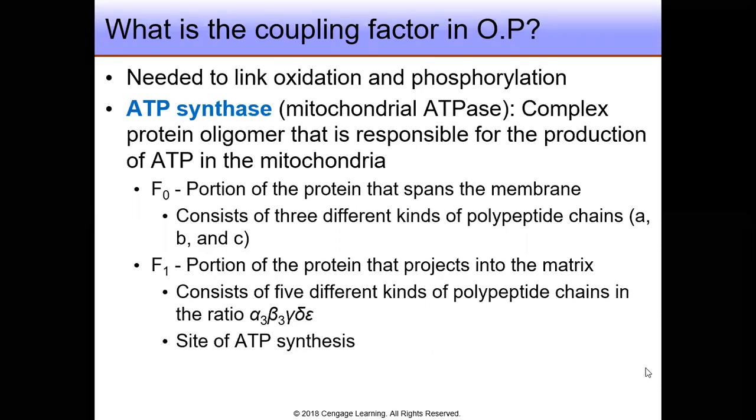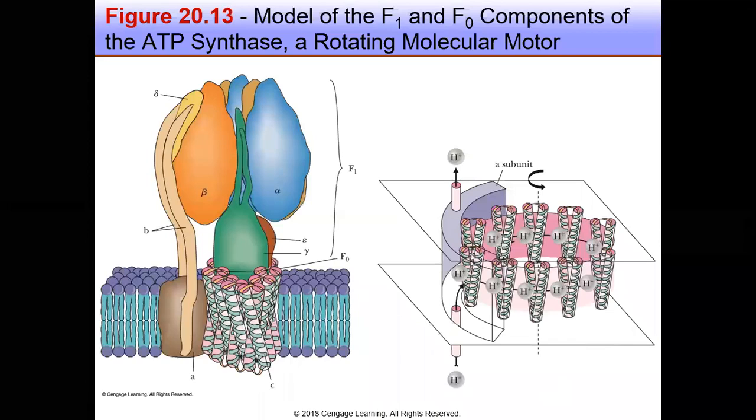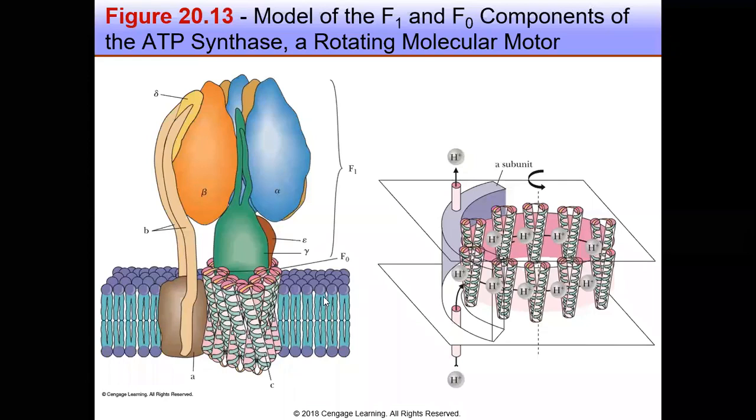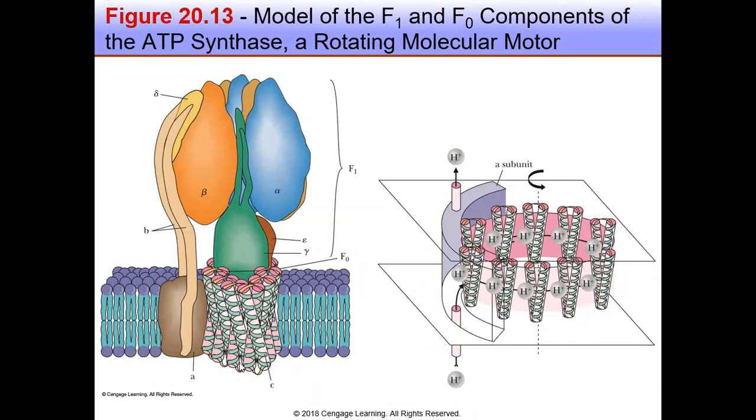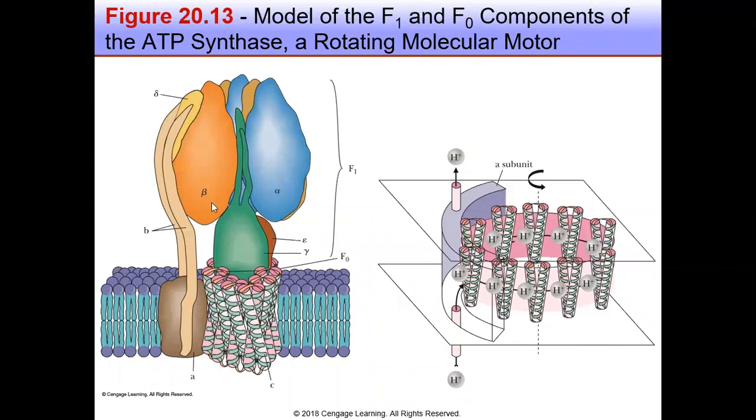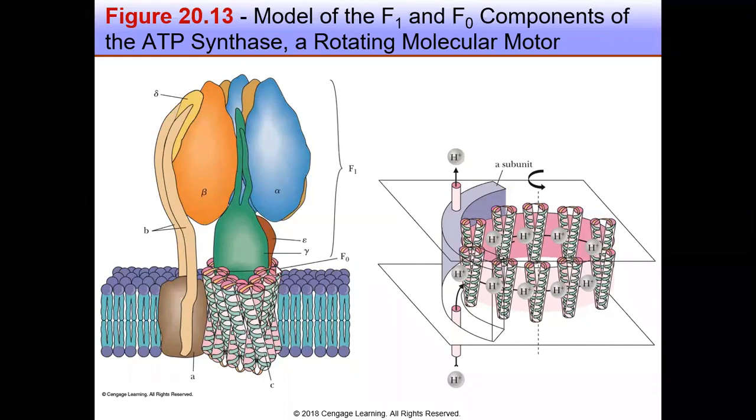Now, this is the schematic representation of ATPase, or as you can see, this is a model of the F1 and FO components of the ATP synthase, a rotating molecular motor. Here we have the so-called FO unit. Now the A, B, alpha, beta, and delta subunits constitute the stator of the motor, whereas the C, gamma, and epsilon subunits form the motor itself.